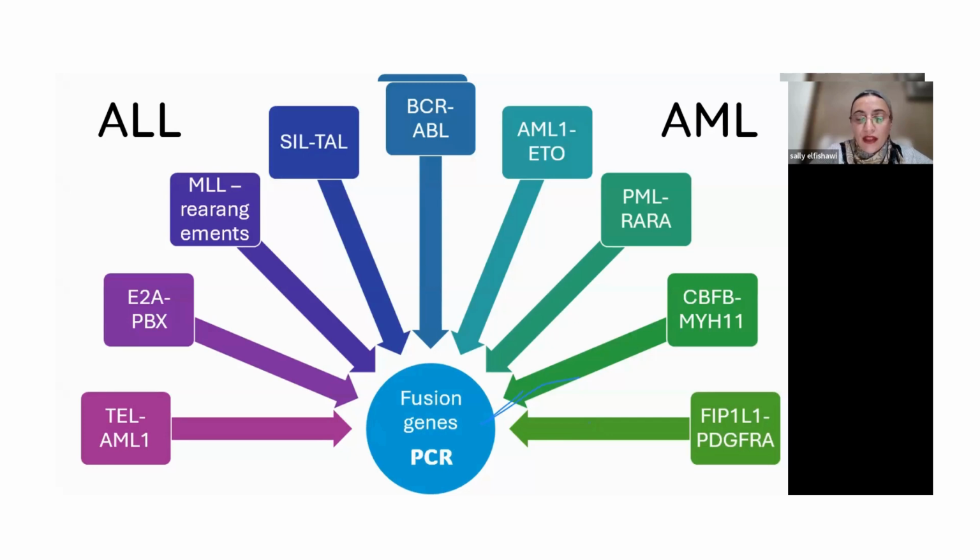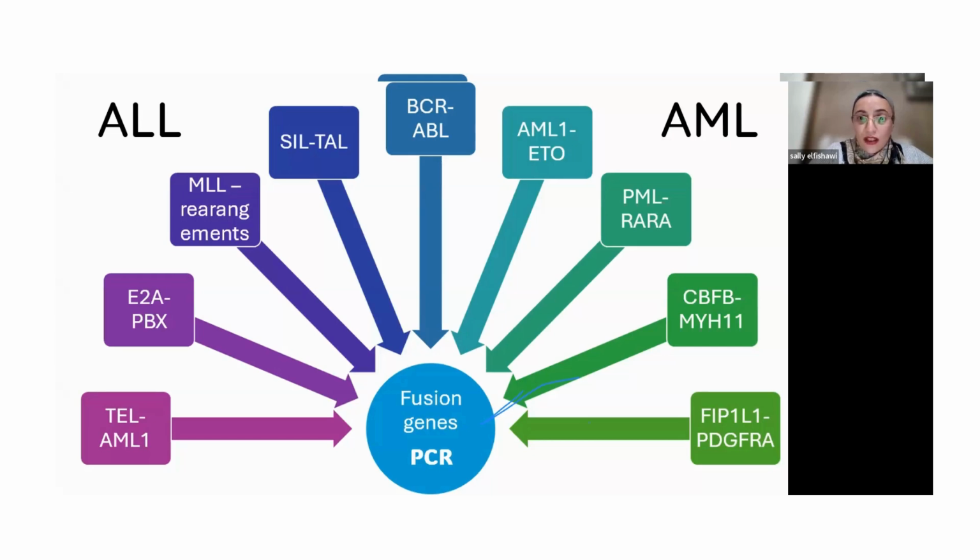For the AML, we have the AML1-ETO, that's RUNX1, the PML-RARA, core binding factor, the FIP1L1 platelet derived growth factor for myeloid. We have in the middle the BCR-ABL that's found in the myeloid and the lymphatic, the SIL-TAL for T-ALL, MLL rearranged for B-ALL, E2A-PBX, and TEL-AML1.